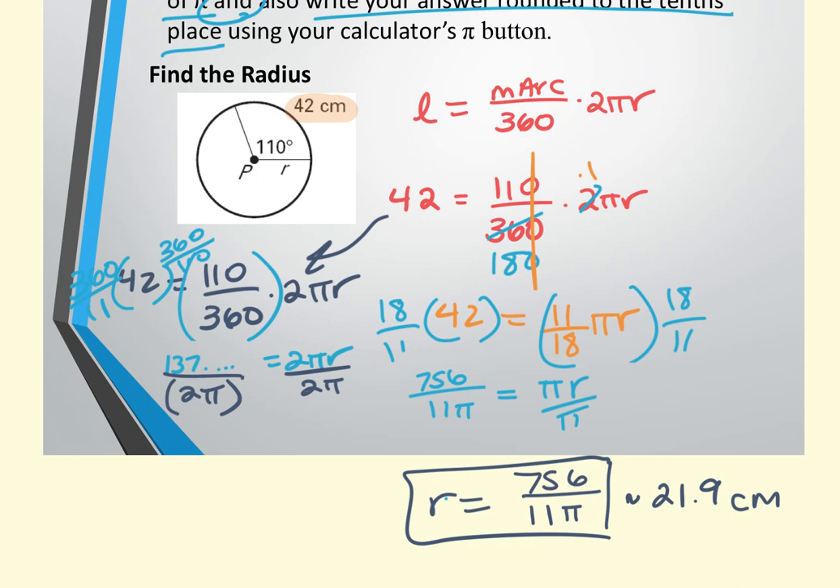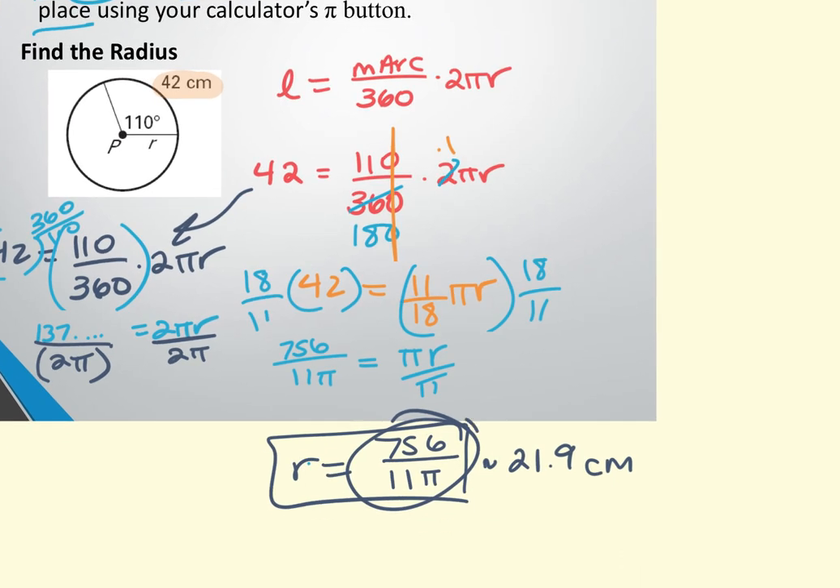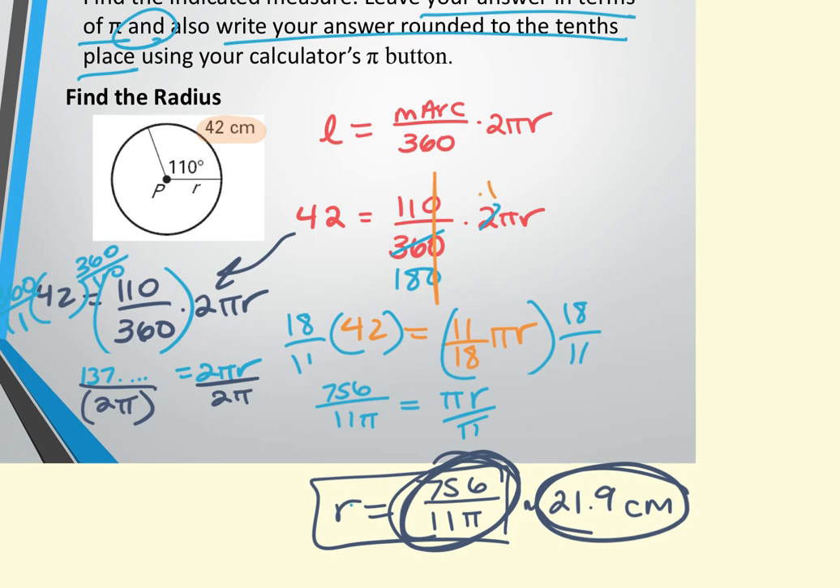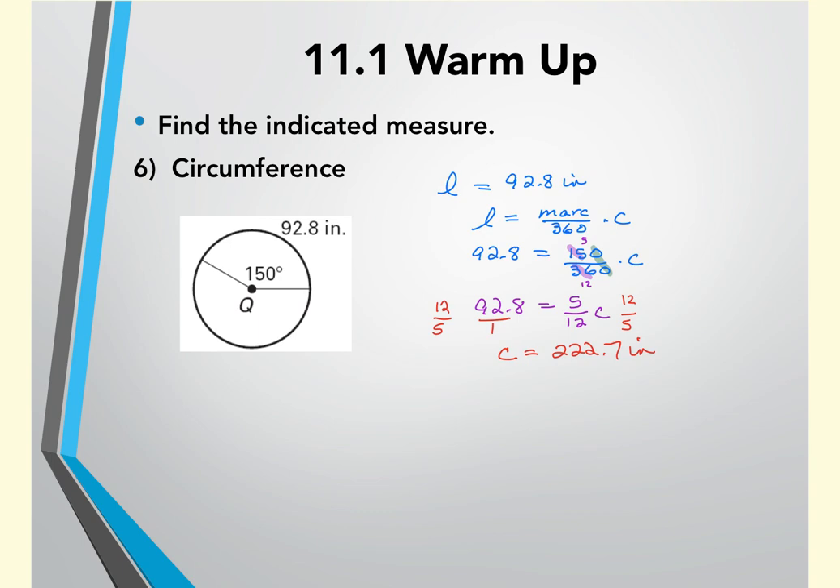You can't do that. If it's kept exact, it has to be kept exact. If it's rounded, it should be that 21.9. You don't want to do 756 divided by 11 and then round it. That's not accurate anymore. It's not exact. So exact would have been this only, and rounded would have been this one. Good? Yeah? Okay.